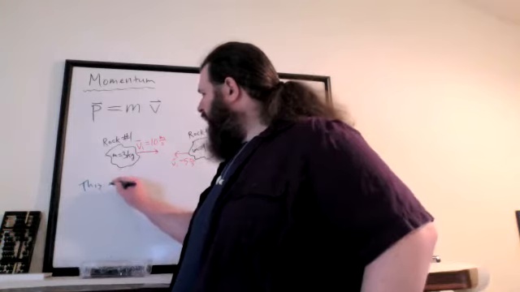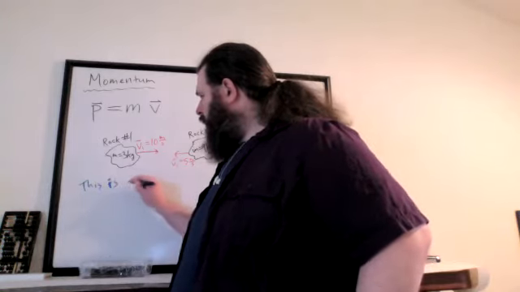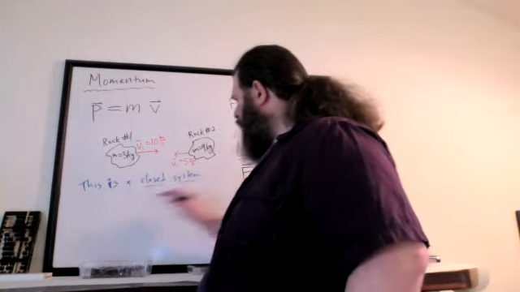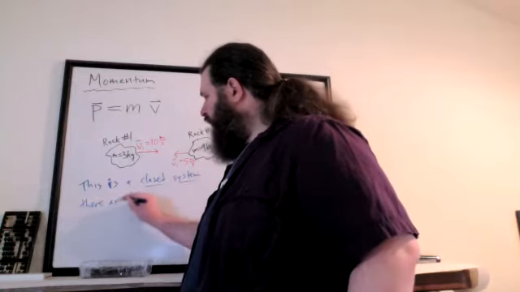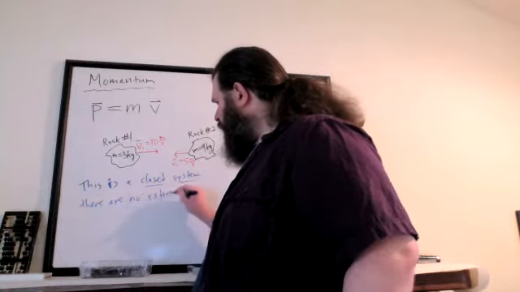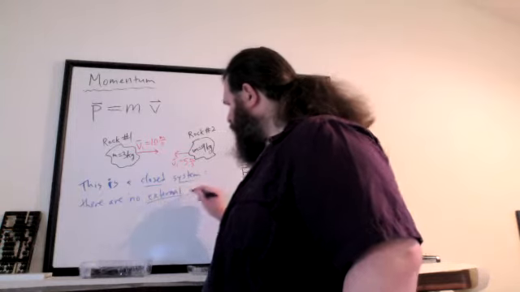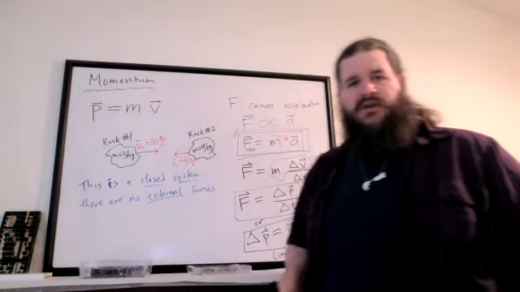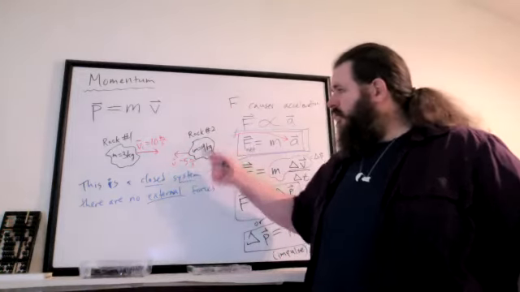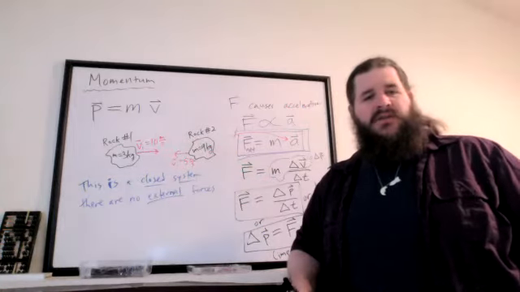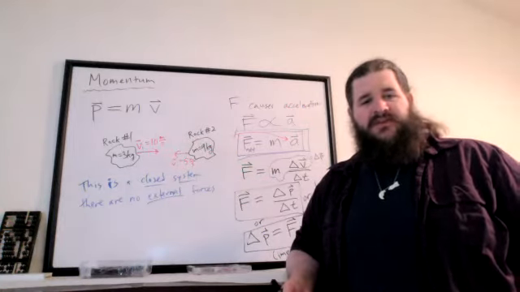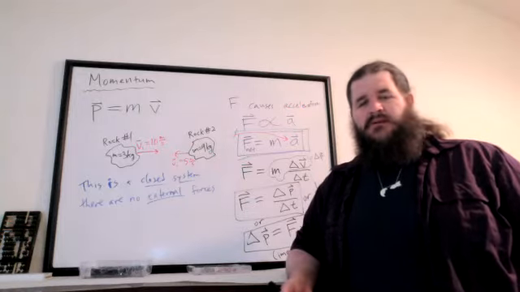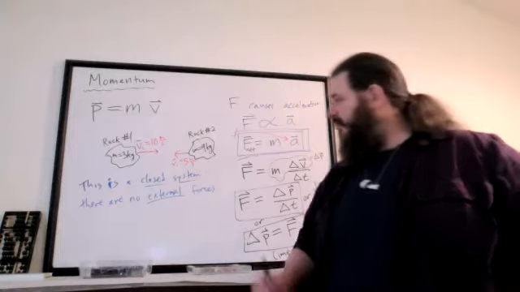So this is a closed system. There are no external forces involved. In the sense that the rocks could be interacting with each other. So rock 1 exerts a force on rock 2, and rock 2 exerts a force on rock 1, but they're not interacting with anything else outside the system. So even though the individual momenta of the rocks is changing, we would say the total momentum of the whole system is conserved.